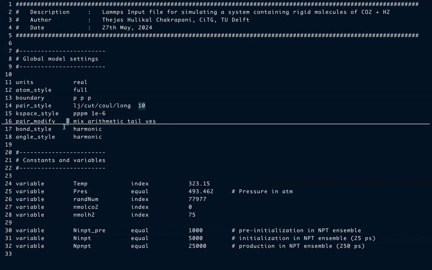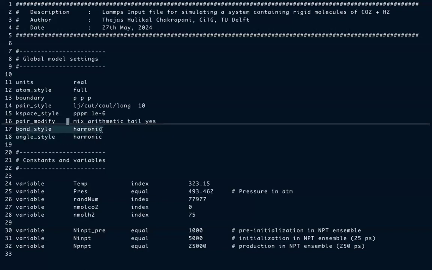Now, it is very important to note here that if your cutoff radius is 10 angstroms, your box has to be at least more than 20 angstroms. Your box cannot be smaller than 20 angstroms, because if that is the case, then a molecule will start to interact with itself. This is according to the minimum image convention, and hence the box really has to be more than 20 angstroms. All right. So in this command, we're basically saying that you need to take care of tail corrections.